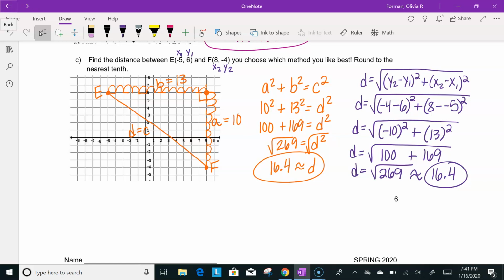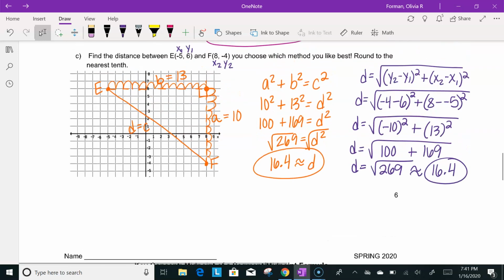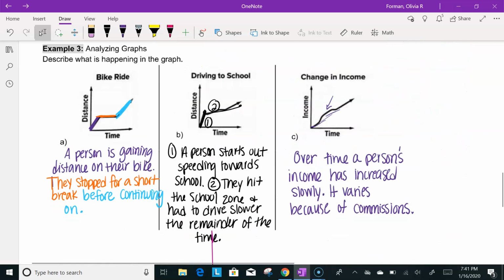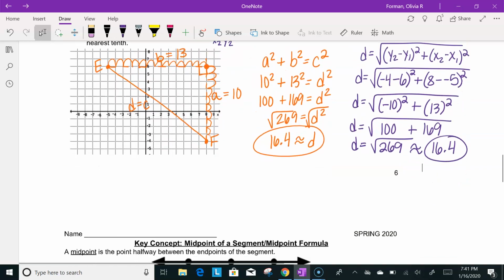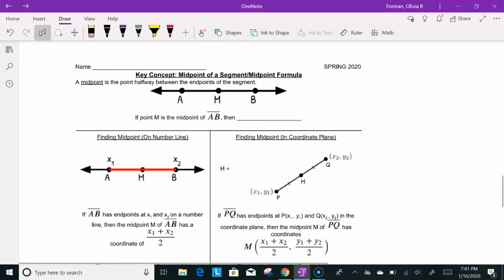So we're almost done. We're just going to quickly go through midpoint. So if you turn to page 7, which I know it seems pretty long, but there's not a lot of writing on here. There's just a lot of information.